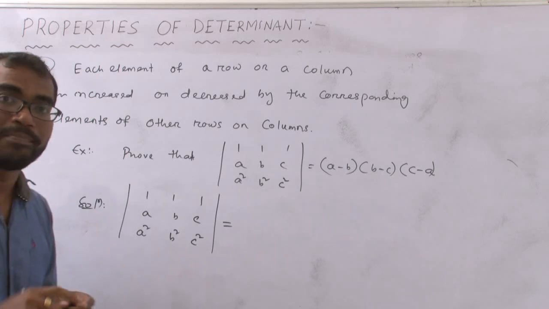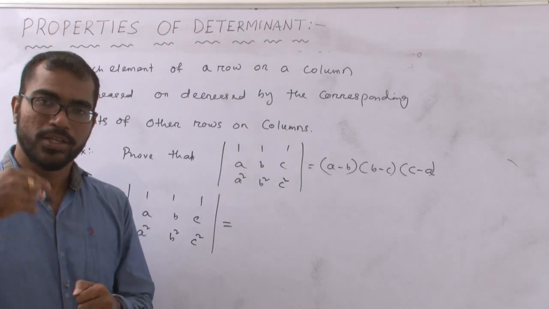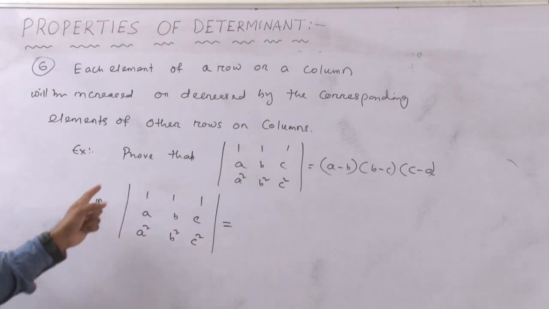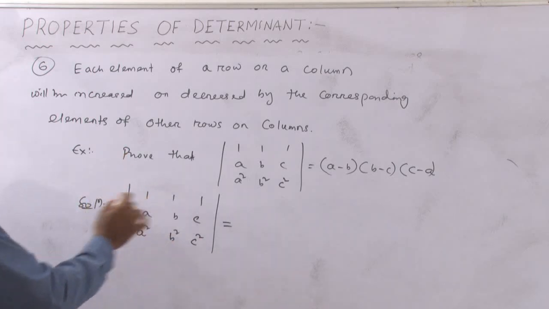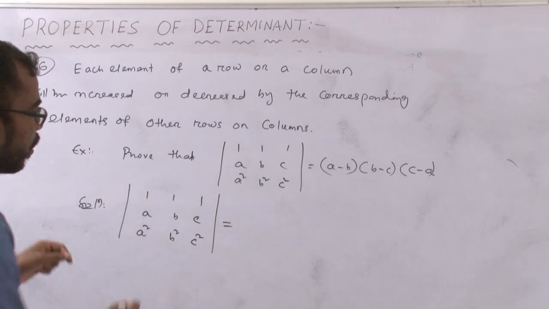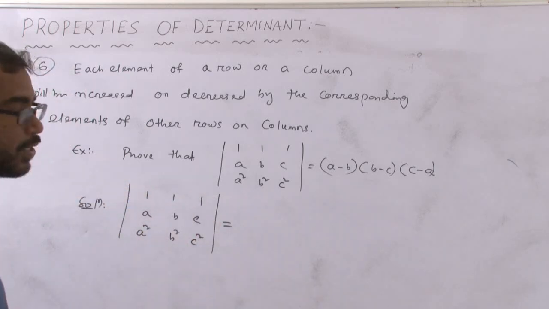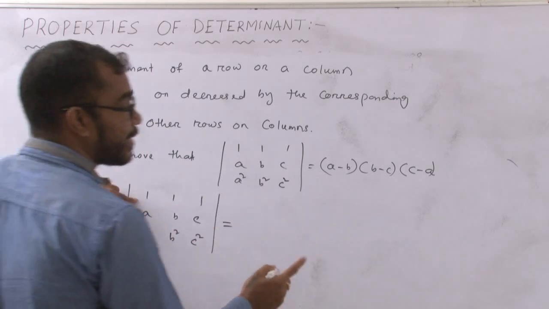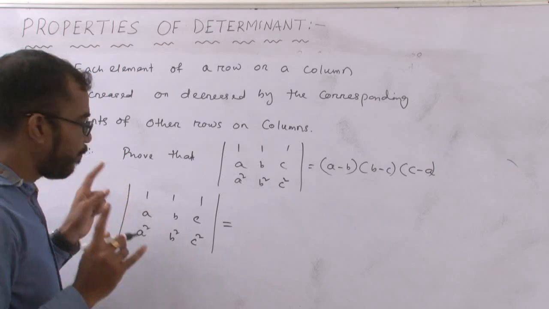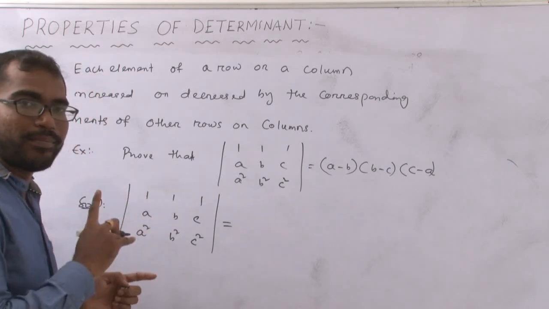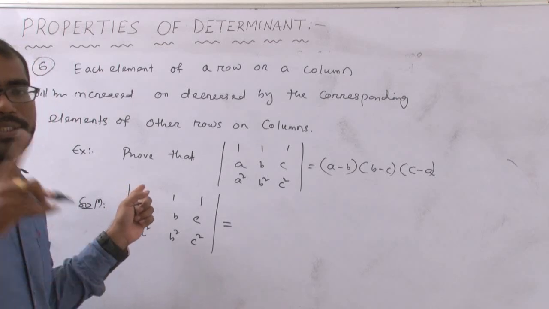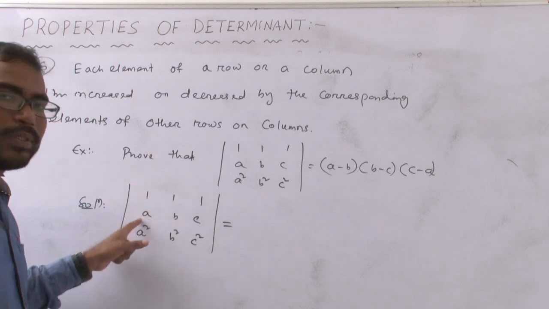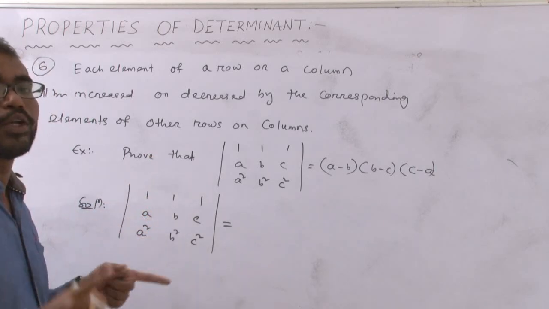If a determinant contains maximum zeros, then you can easily find the value of the determinant. Here you can see in this determinant all the elements of the first row are equal. So we can subtract column from column. If a determinant contains the same elements in a row, then we subtract column from column. If all elements of a column are the same, then we can subtract row from row.